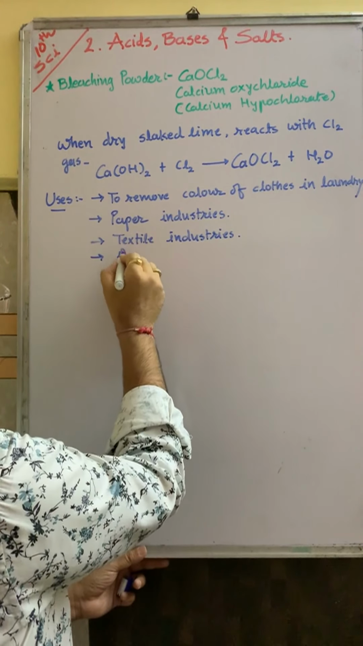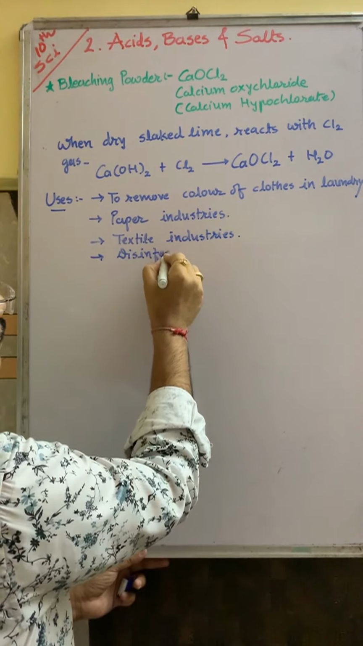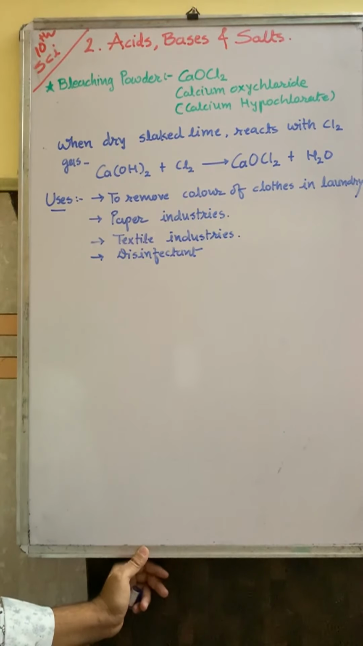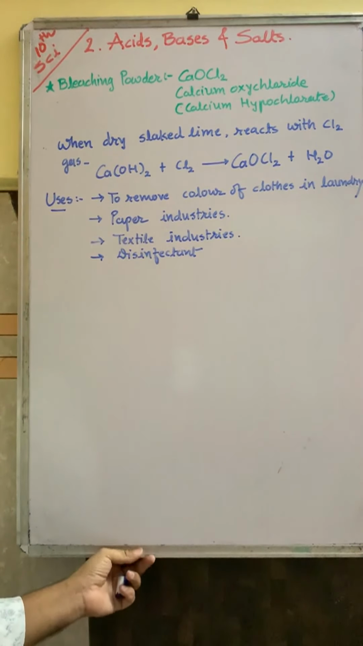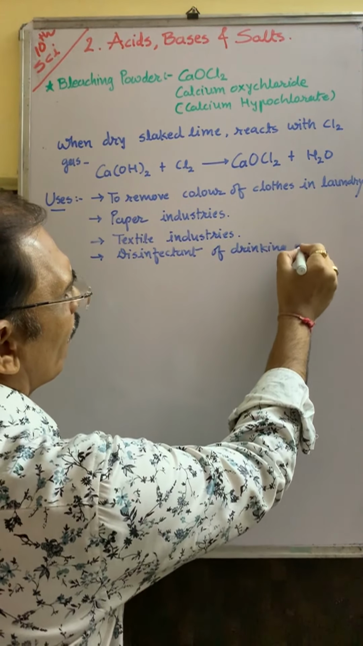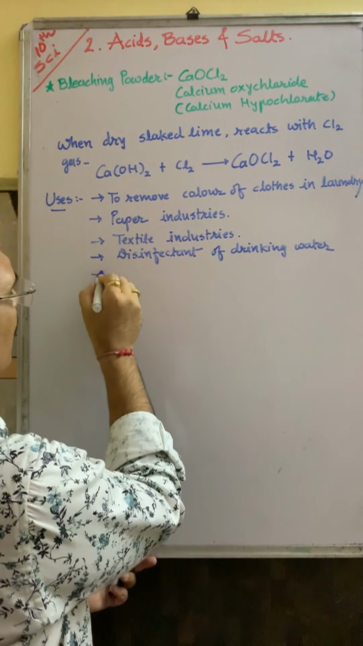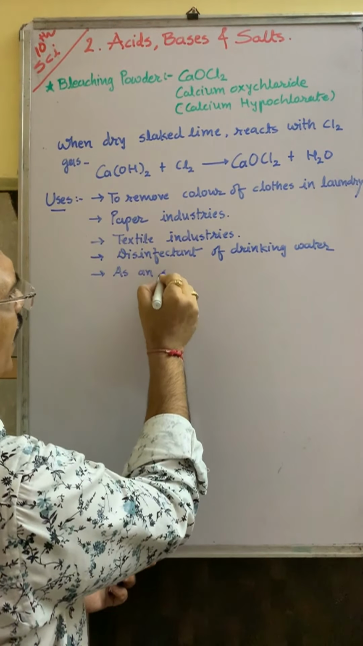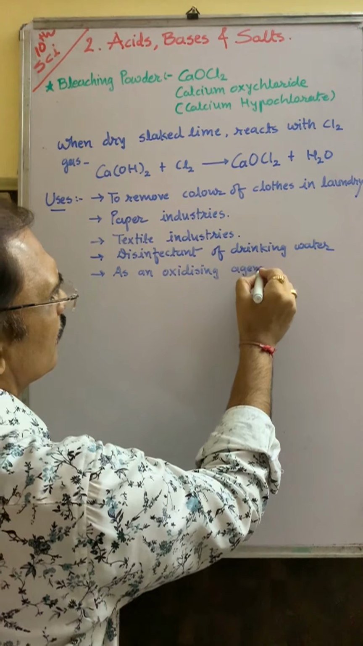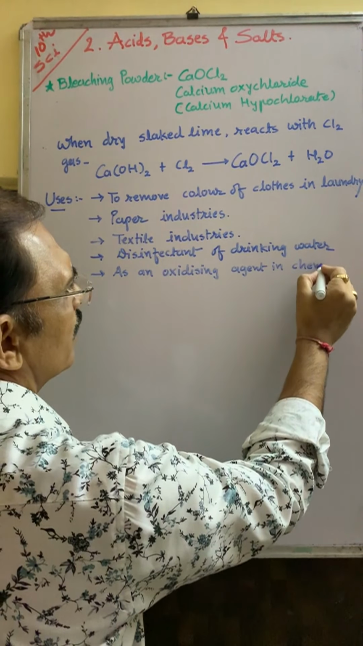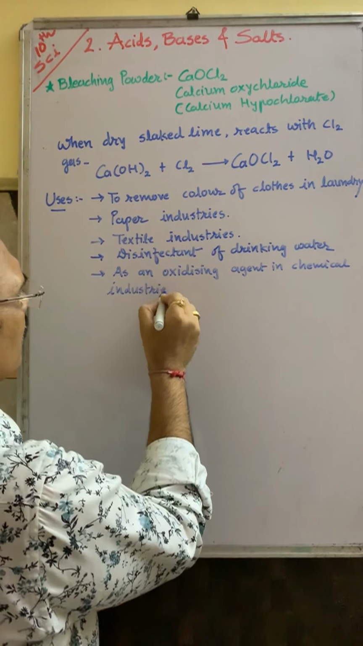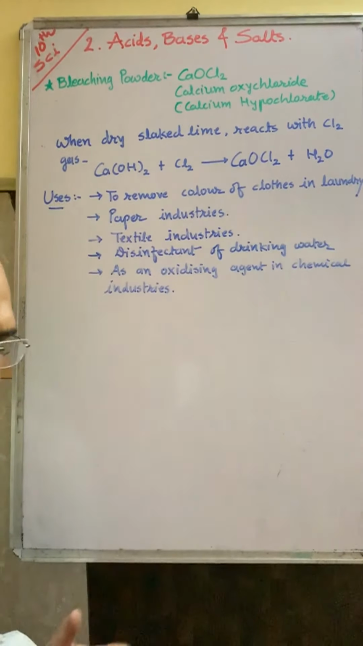It is used as a disinfectant. Bleaching powder is used as a disinfectant of drinking water. And it is used as an oxidizing agent in chemical industries. Okay, this is about bleaching powder.